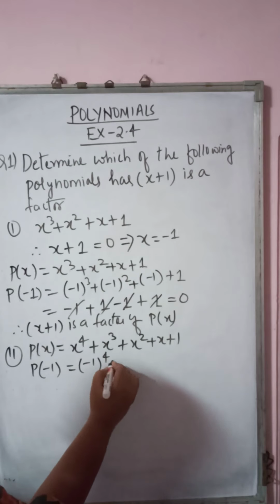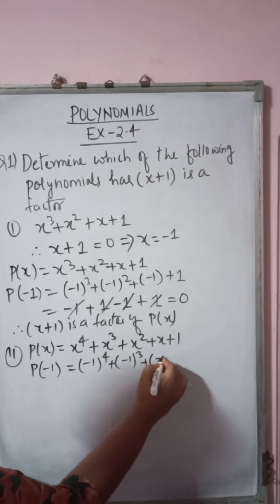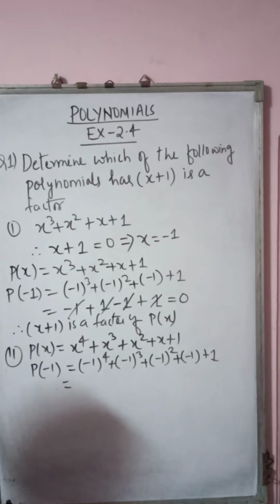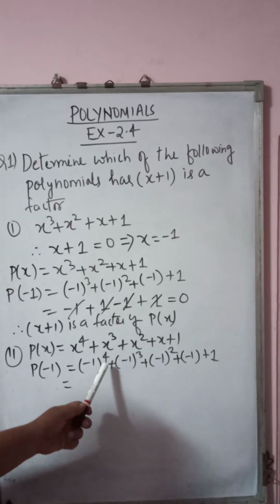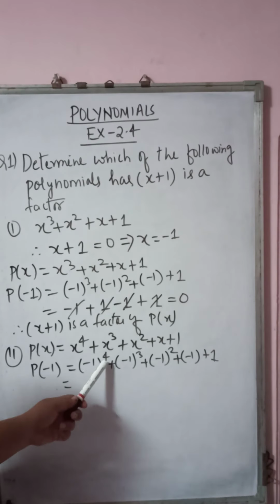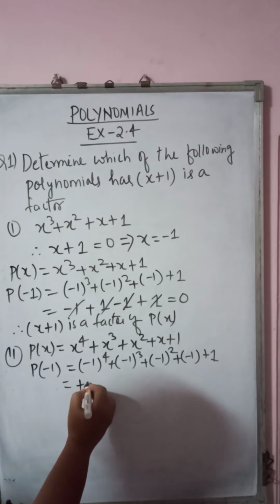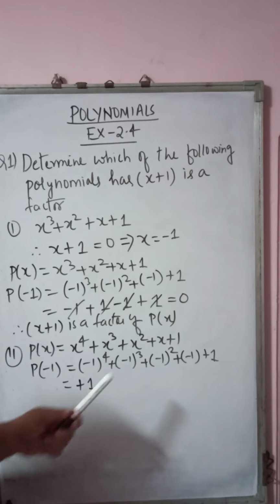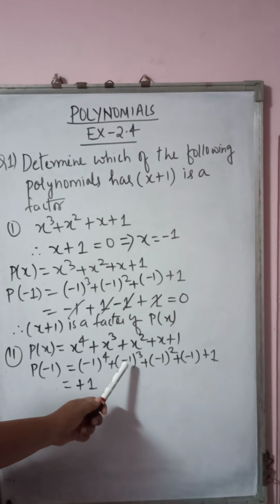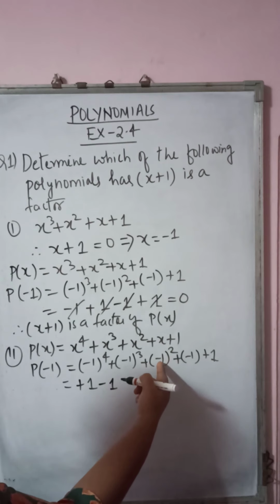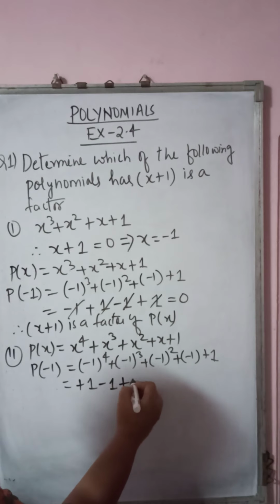So minus 1 raised to power 4 plus minus 1 cube plus minus 1 square plus minus 1 plus 1. Always remember, when the power is even, the base becomes positive. So this minus 1 will become plus 1. Similarly, when the power is odd, whatever the base, the final value will be negative only. Now plus, again the power is even, so the answer will be plus 1 only.